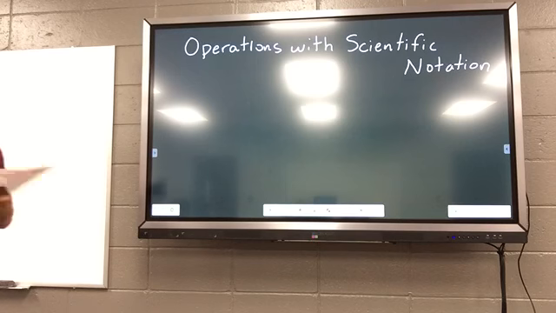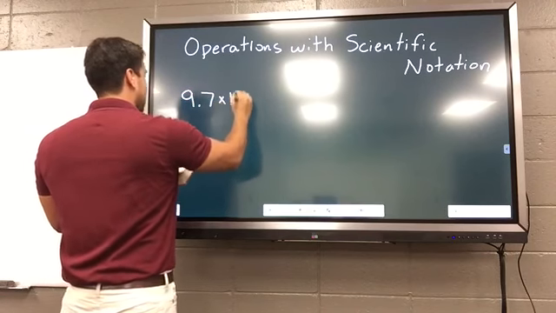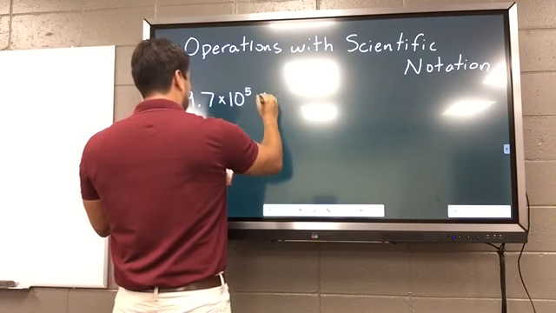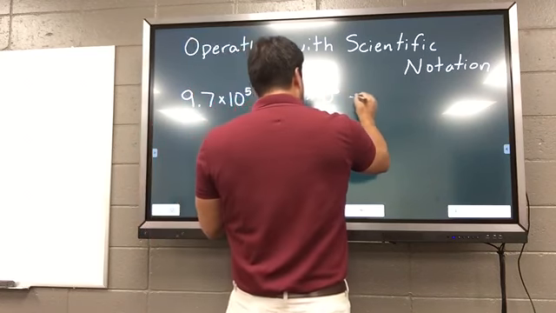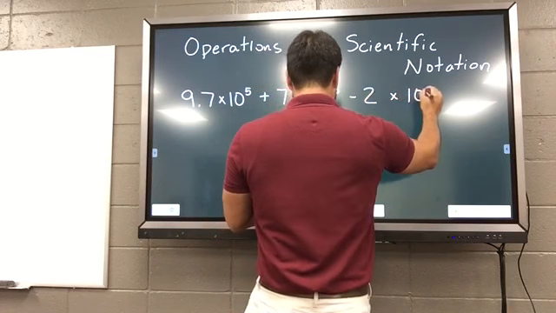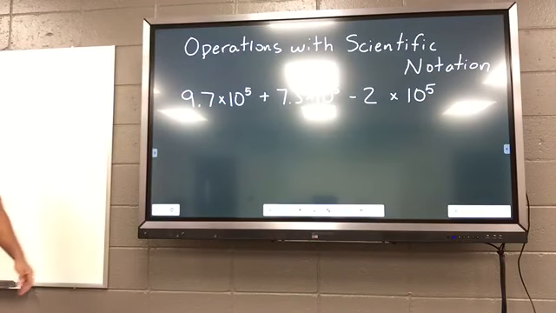Okay, let me write this problem down and we'll work it out together. 9.7 times 10 to the 5th plus 7.3 times 10 to the 5th minus 2 times 10 to the 5th. Okay, let me do this for you here, guys. It's a trick question. What operation or operations are occurring in this problem? I have addition, subtraction, and multiplication.